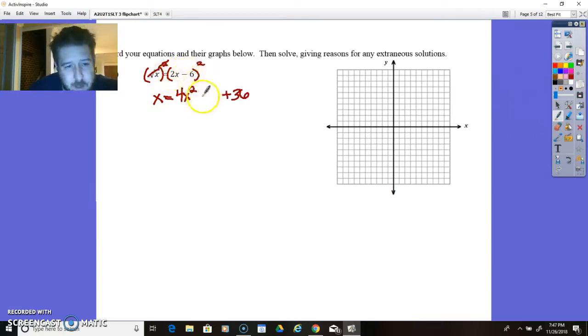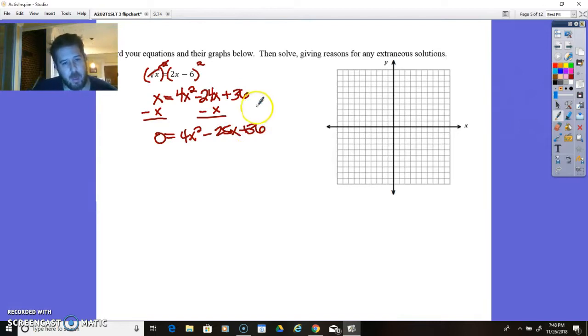That gives you negative 12x. Double it, you get negative 24x. And, okay, set it equal to 0. Subtract x from both sides. And I got 0 equals 4x squared minus 25x plus 36. Okay, and then I would use the quadratic formula to find those two solutions.